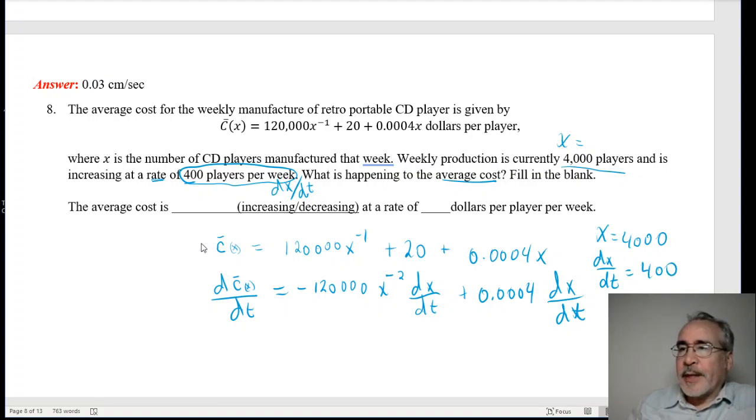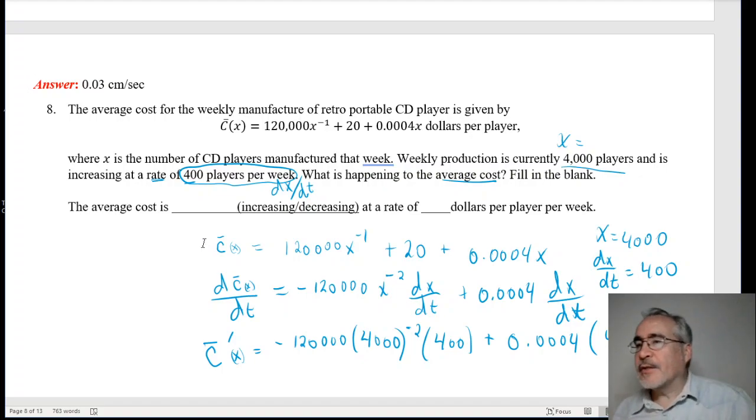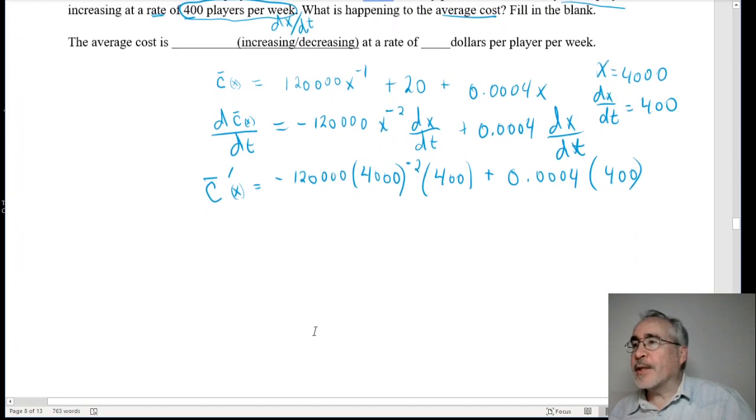So I'm going to go back to the other notation. The derivative of the average cost function is going to be minus 120,000 times x, which is 4,000, to the minus 2, times dx dt, which is 400, plus 0.0004 times 400. And we just need to plug that in a calculator. It's all arithmetic at this point.